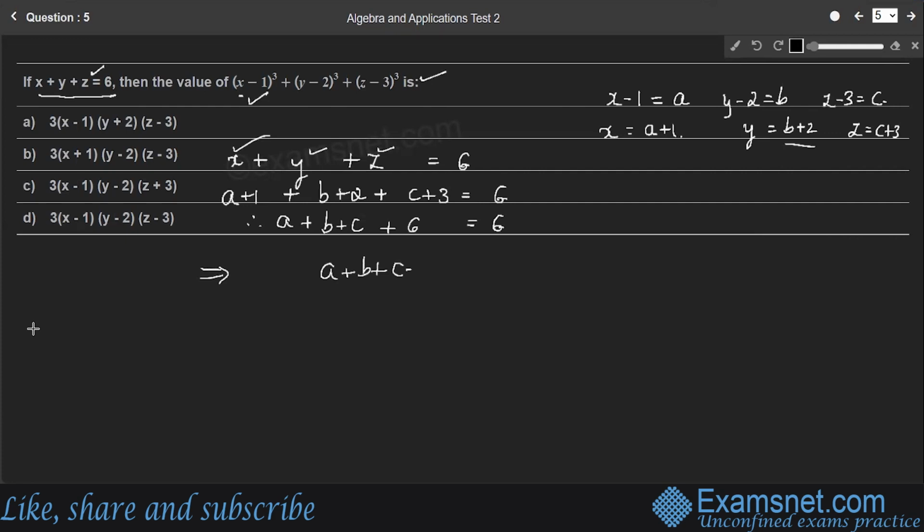Only a plus b plus c is equal to 6 minus 6, which is 0, right? So if a plus b plus c is equal to 0, consider a plus b plus c the whole cube of that, right? Because finally we are going to find the value of x minus 1 whole cube, so on, right? Since x minus 1 is a, y minus 2 is b, z minus 3 is c, right? So we'll consider a plus b plus c the whole cube is 0 cube, which is 0, right?